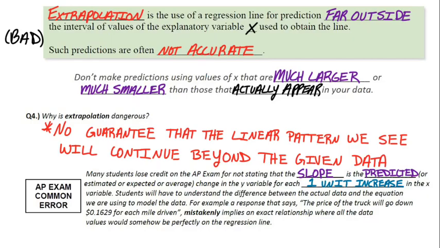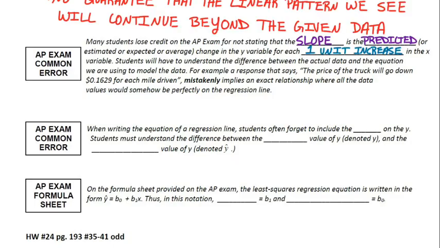And then the last couple pointers here. Let me scroll down. When writing the equation, don't forget to use the hat on the y. These are predicted y's. That's what our regression equation does. And you must make sure you know the difference between the actual values for y and the predicted values for y. That's why we use the y hat. And then don't forget, I've already pointed this out, but on the AP exam formula sheet, b sub 1 is the slope, and b sub 0 is the y-intercept. And you also get that formula sheet on our exams as well.